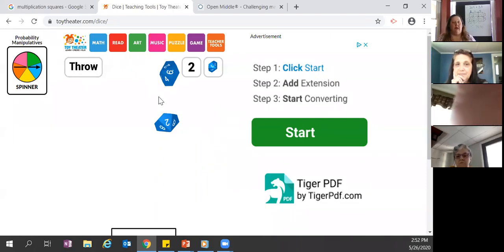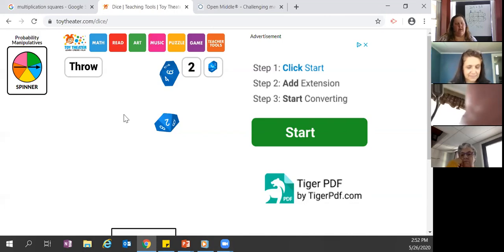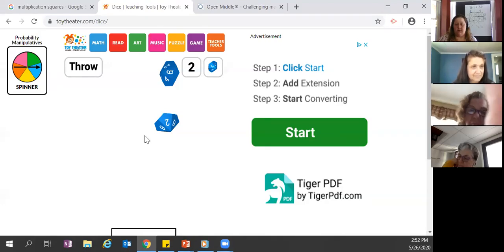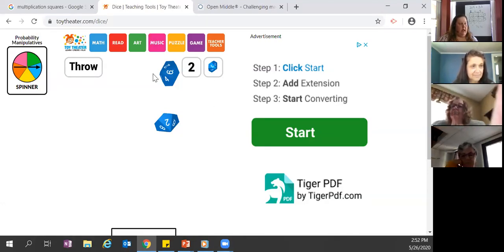I know the school year is coming to an end, but if these were resources that you had at school, you might be able to send home packets to children that have all the materials for the game. Questions about multiplication squares? And if not, we're going to move on to a routine I want to share.